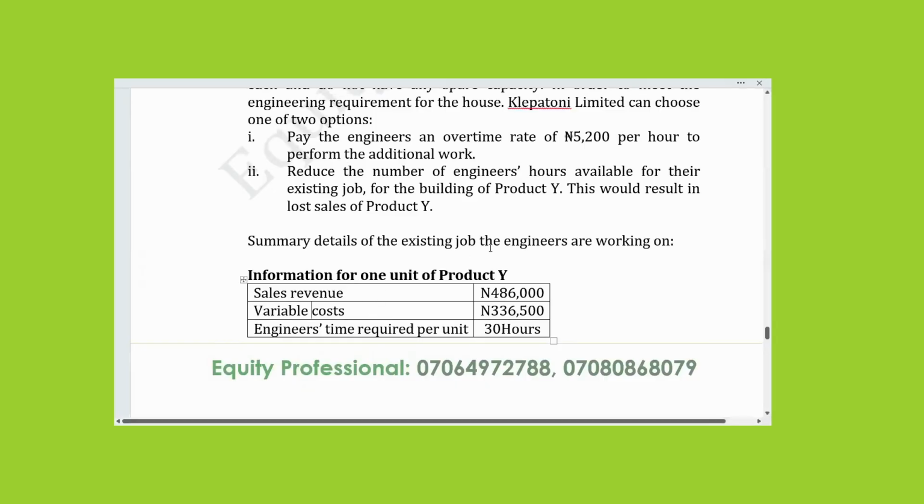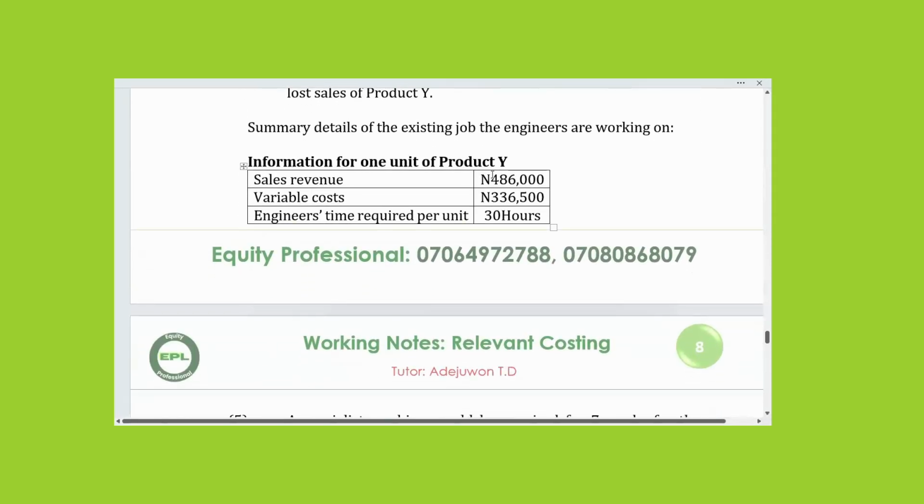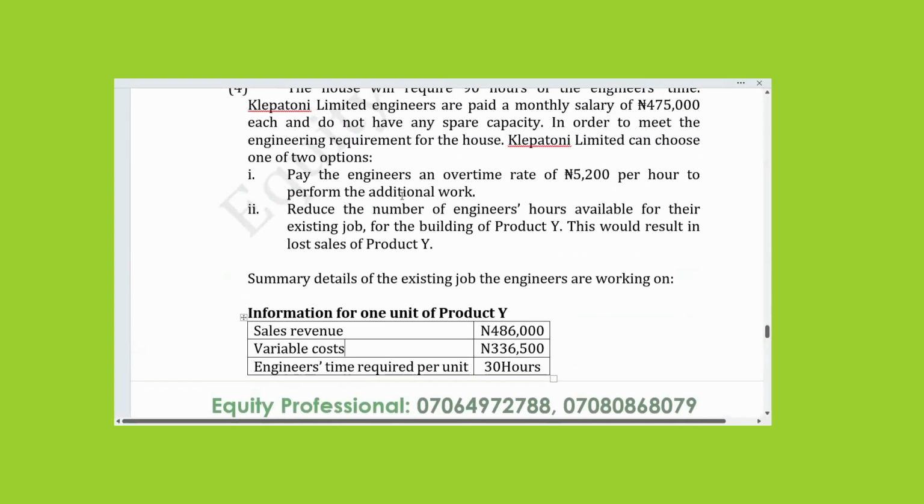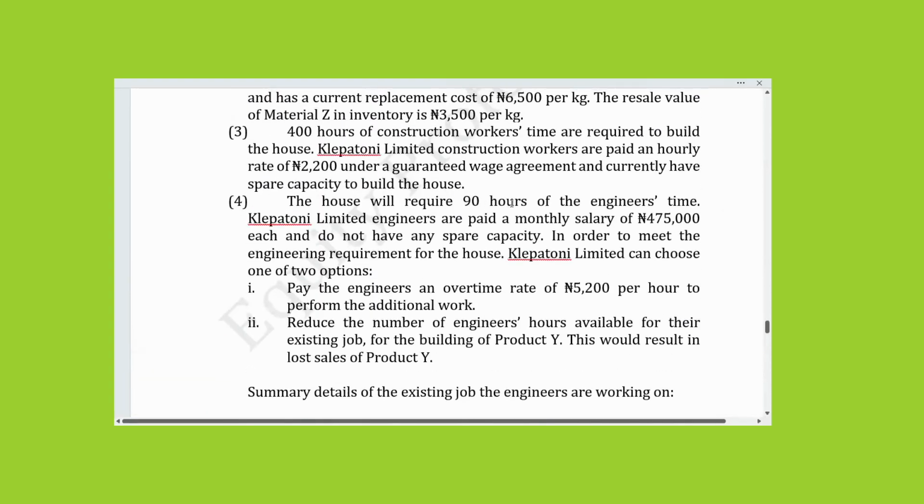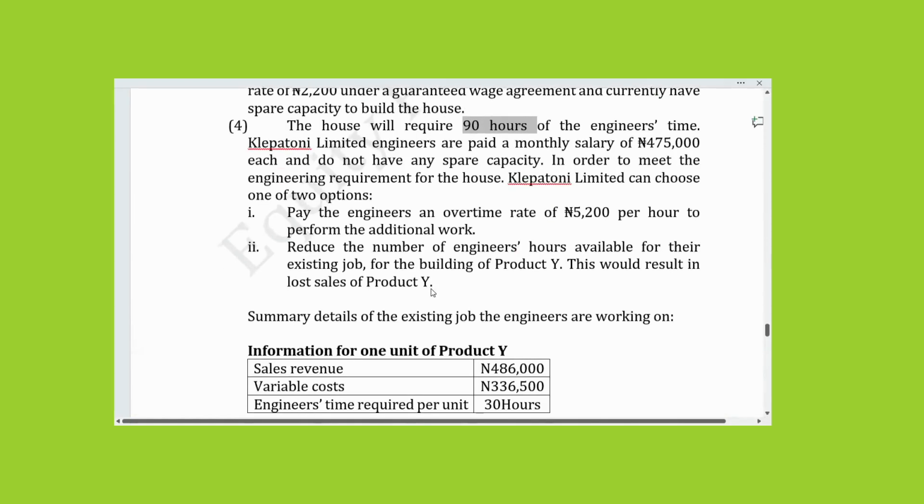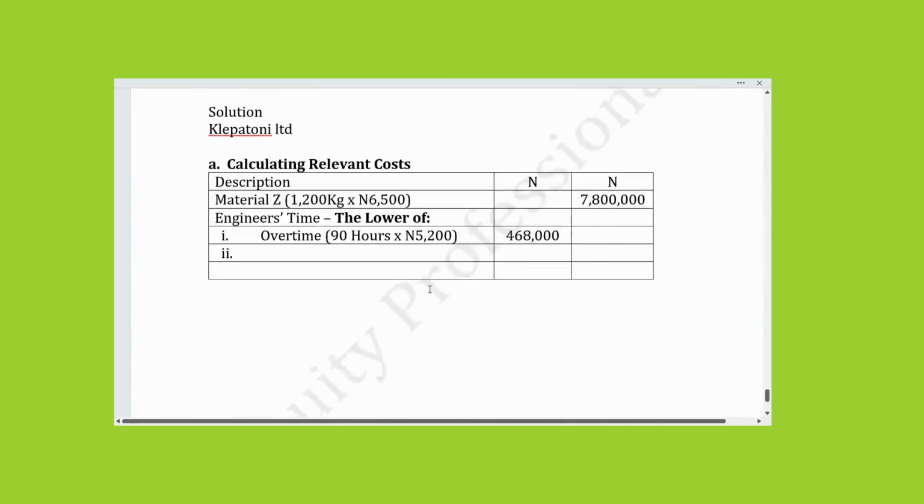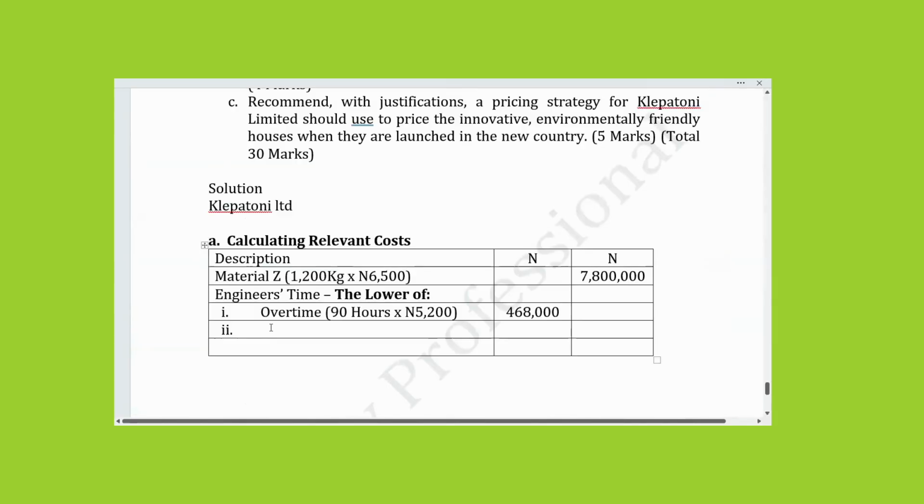Therefore, what are you supposed to do? The first thing first that you need to do is to determine contribution per hour. That is 486,000 minus 336,500 divided by 30 hours. That will give you contribution per hour. Once you have the contribution per hour, you can then multiply with the total hours required by the engineers, which is 90 hours. That's what you are going to do. Therefore, I will then come here. The second one is contribution loss. You can call it contribution loss.